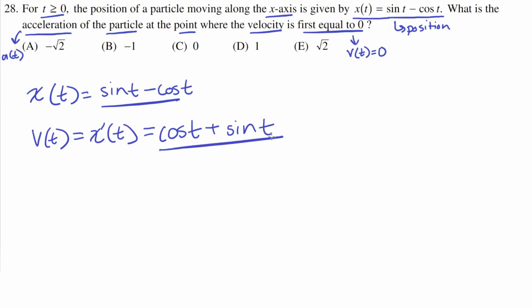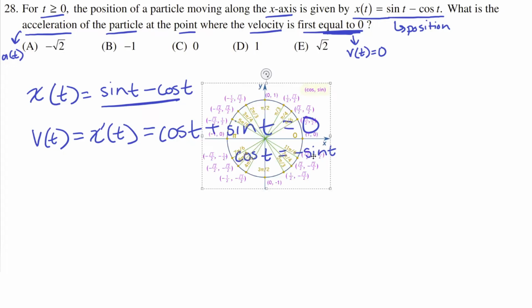So now this is our formula for the velocity of the particle, and the question asked us to find the acceleration at the point where the velocity is equal to 0. So let's find the point where the velocity is equal to 0 by setting this, cosine t plus sine t, equal to 0. Let's rearrange this by moving the sine t to the other side, so we'll have negative sine t on the right-hand side. So we need to find the value of t when cosine t equals negative sine t, meaning cosine is equal to the negative of its sine.